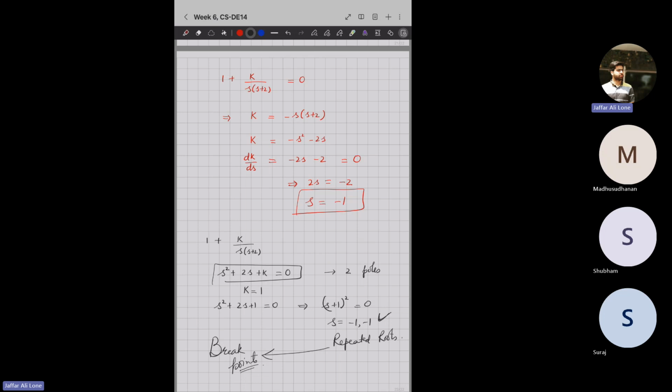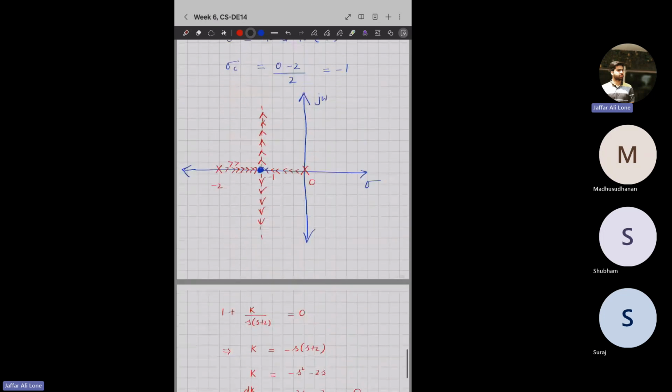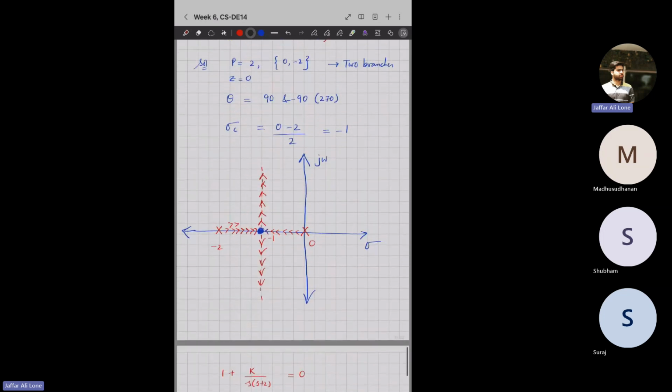Or in general, you can just see it from the root locus that whenever there is a valid root locus between two poles, there will be a breakaway point, because obviously these root loci will strike each other.